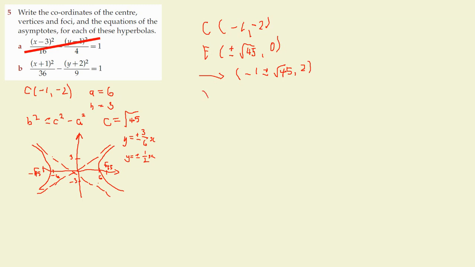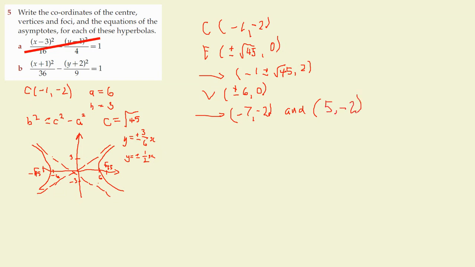And our vertices were at the points plus or minus 6 and 0. But again, that's gone 1 back and 2 down. So our vertices have now moved. When we were minus 6, we'll have gone to minus 7, minus 2, and our other vertex, when we had plus 6, will go to 5 and minus 2.